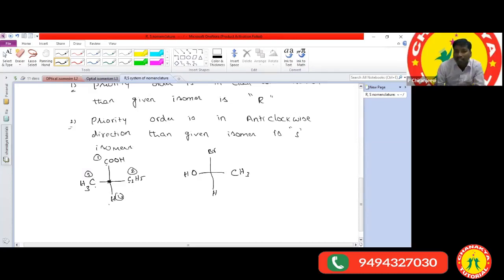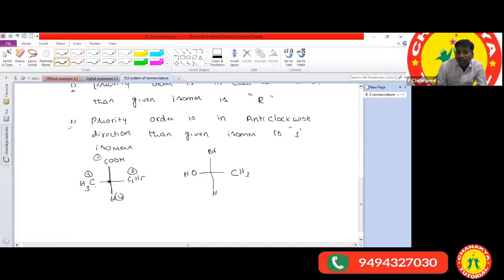Condition applied. Is the least priority present on the horizontal line or the vertical line? The straight line is called the vertical line. So this one here we can call a horizontal line. Whatever cross we are writing, we can call a horizontal line. Okay, now let us see.